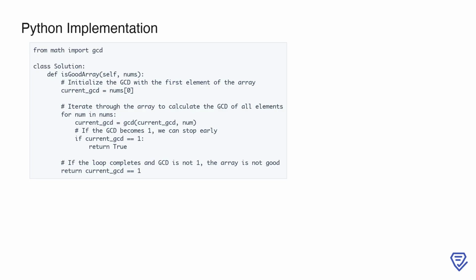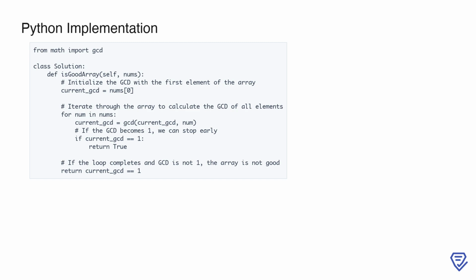This implementation solves the problem of checking if an array is a good array. The key insight is that an array is considered good if the greatest common divisor, GCD, of all its elements equals 1. If the GCD is 1, it means the numbers can form a linear combination that equals 1.